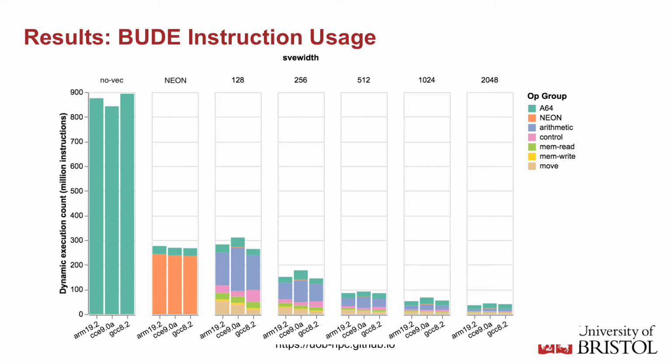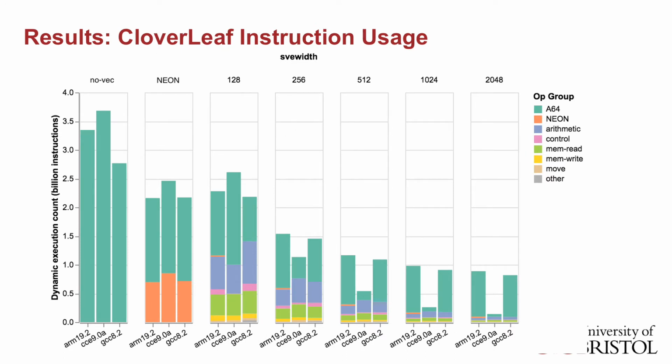BUDE is a compute-bound application which makes good use of vectorization, so the number of executed instructions decreased as the vector length was increased, because each single instruction processed increasingly more data. CloverLeaf, the fluid dynamics mini-app, showed a different profile.